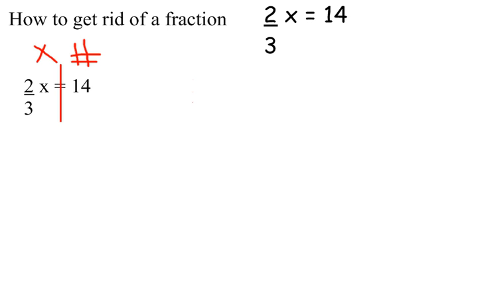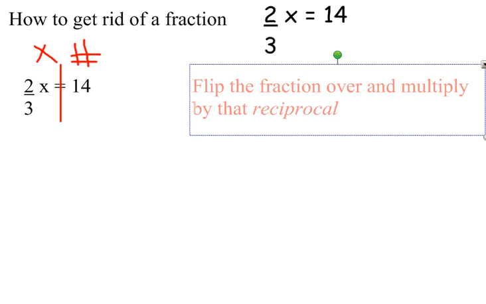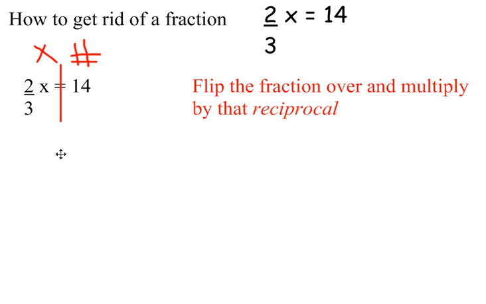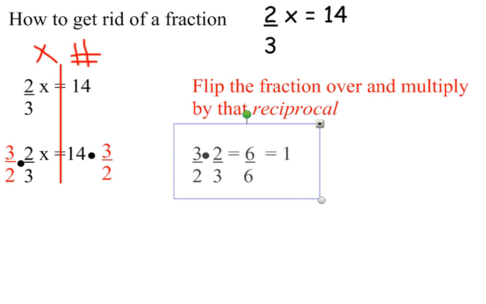All right, to get rid of a fraction, you need to flip it over and multiply by that reciprocal. So I'm going to multiply both sides by the reciprocal of 2/3, and the reciprocal of 2/3 is 3/2. So I'm going to multiply both sides by 3/2. And the reason why you do this is because then on the left-hand side, the 3/2 and the 2/3 will end up being 6/6, which is 1, and they will go away.